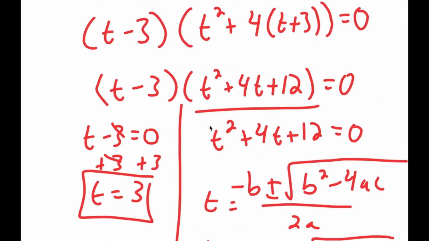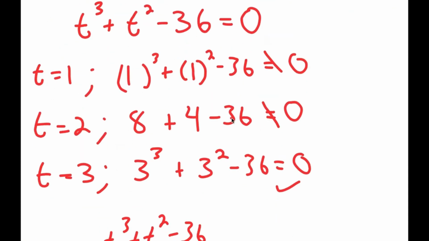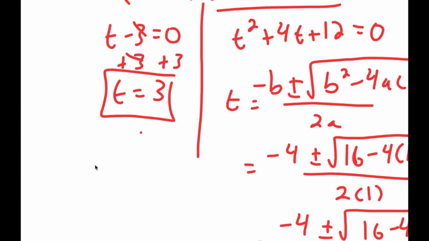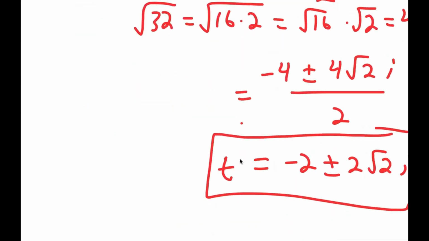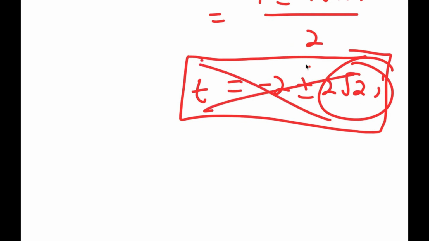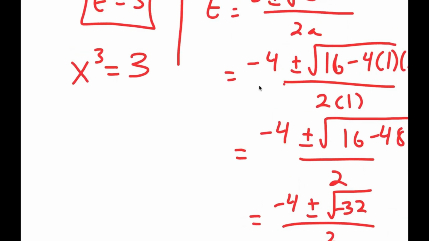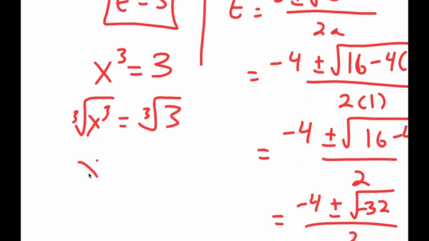Now, we're not done yet, because remember how we let x to the power of 3 equal to t. So I get x to the power of 3 is equal to 3, and x to the power of 3 is equal to this. However, we can't take the power of a number and make it have an imaginary solution, so we cannot use this solution of t. So the only solution we can use, x to the power of 3 equals 3, and if I take the cube root on both sides, I get x is equal to the cube root of 3.